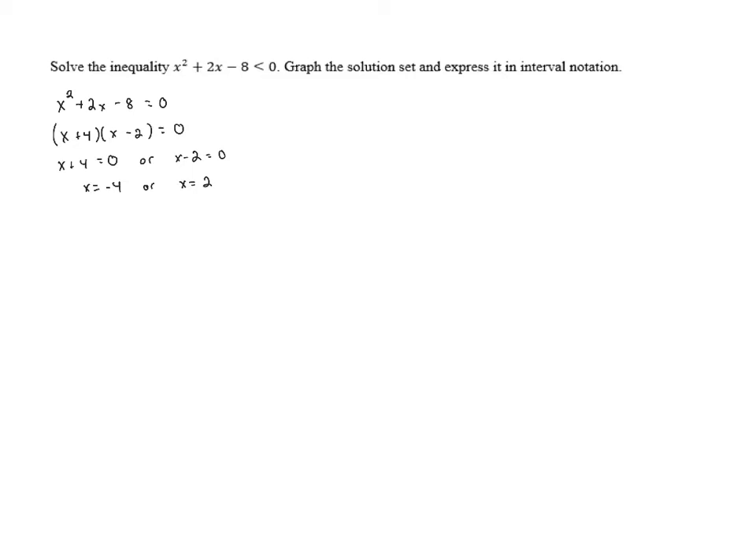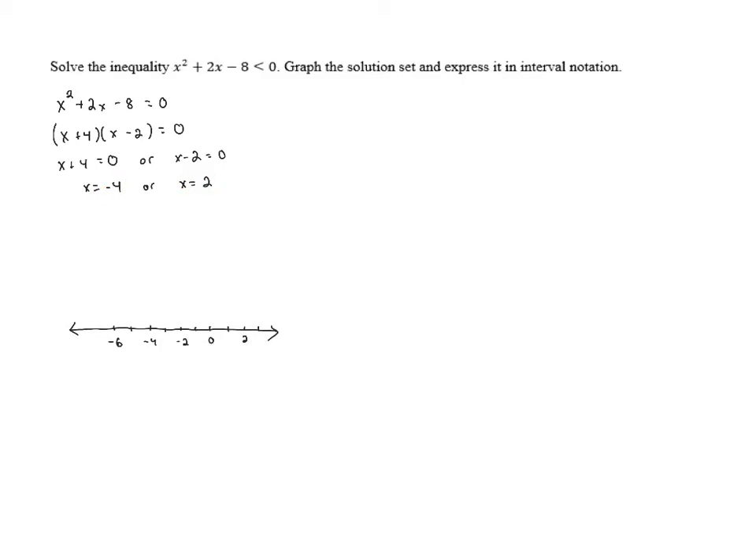Next, we're going to plot these solutions on a number line. All right, so we need both of those numbers on the number line. So there is my number line. And we need to plot -4 and 2 on the number line.